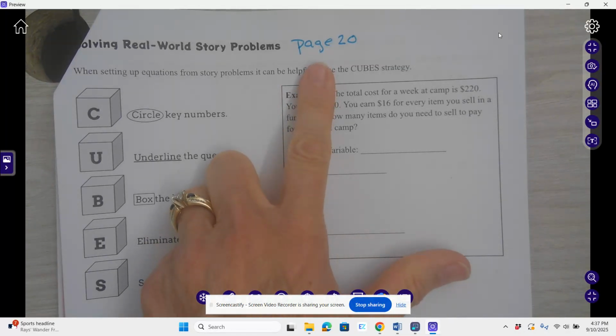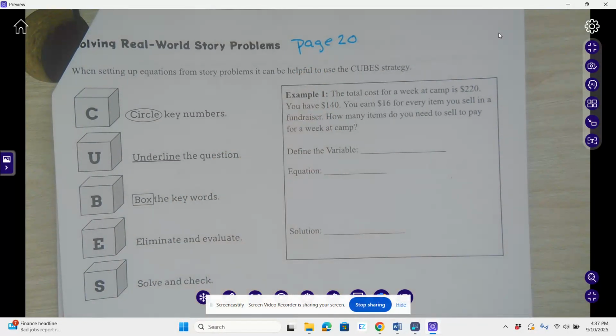This is going to be page 20 in your note packet. So please make sure you have your notes out and you are taking notes just like you would when we are in class.